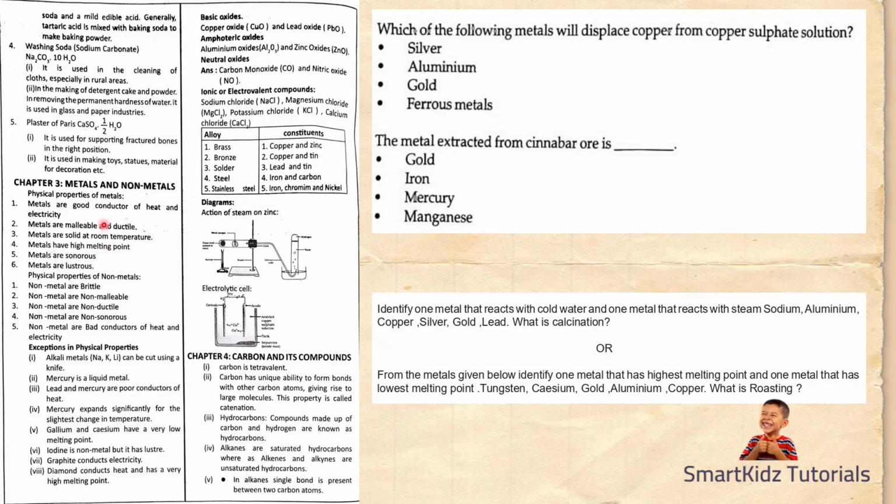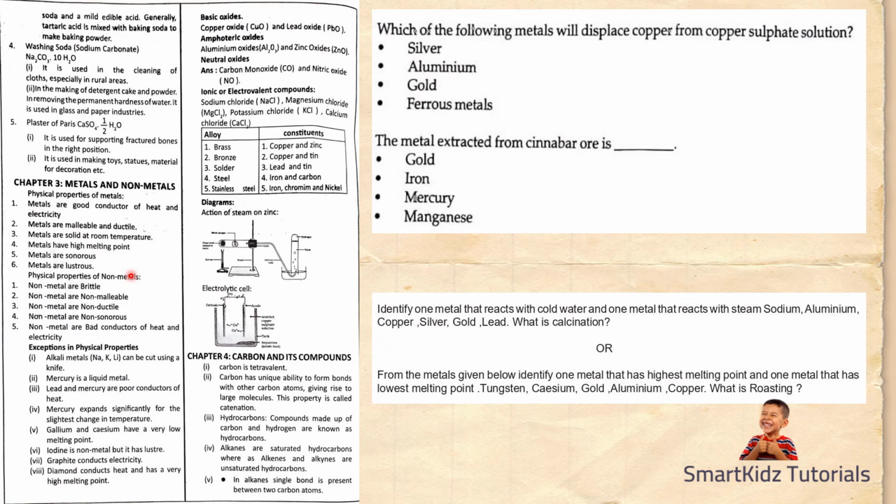We move on to the third chapter, that is metals and non-metals. Know the properties of metals. Metals are sonorous, they make sound. That's why you have a bell in your school that rings and makes sound. Metals have a shine, that's why gold shines. Metals are hard. You have touched metals, they are very, very hard.